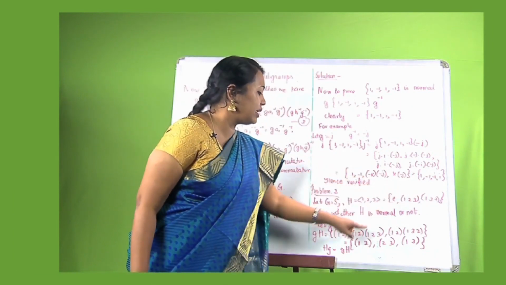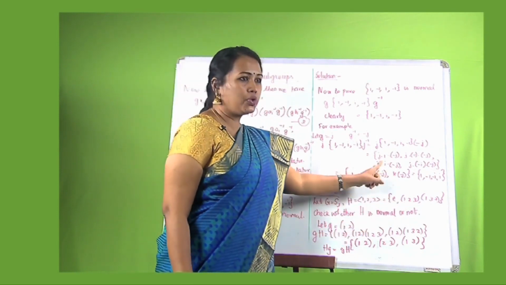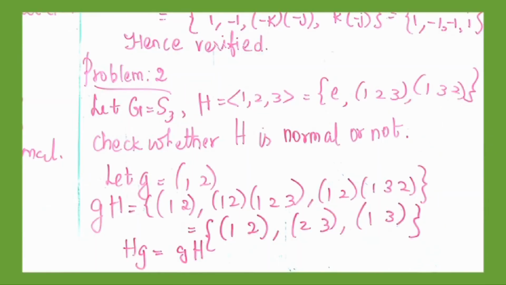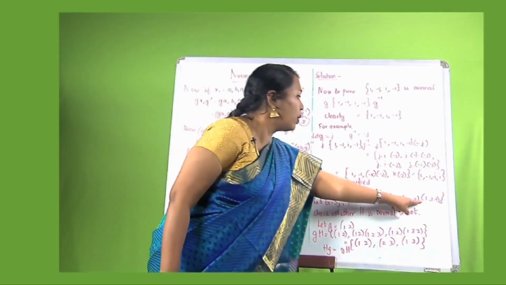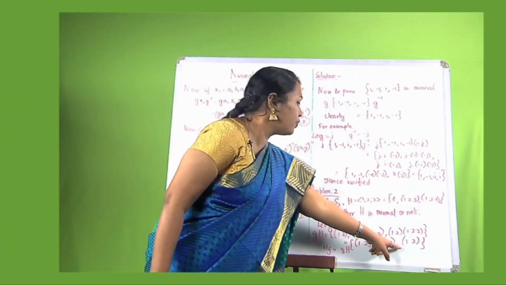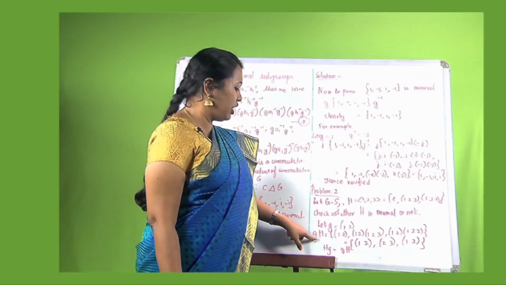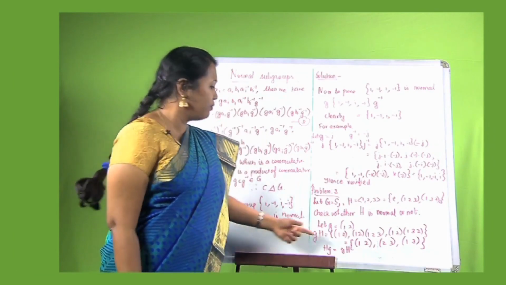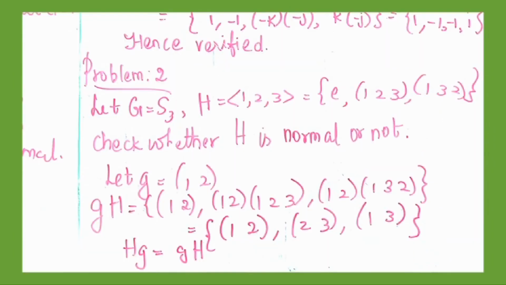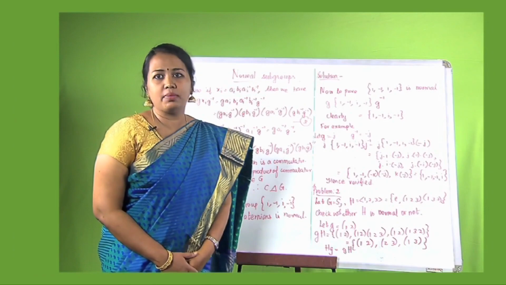So, (1 2) times e will be (1 2). (1 2) times (1 2 3) will be 1 goes to 2, 2 goes to 3. Therefore, it will be (2 3). The second time when we are doing the product of (1 2) with (1 3 2), we can see that 1 goes to 2 and 2 goes to 1 and therefore, we will arrive at (1 3). Similarly, when we are doing for Hg also, we will arrive at the same value, that is (1 2), (2 3), (1 3), these permutations. So clearly Hg is equal to gH, and we have proved that H is a normal subgroup.